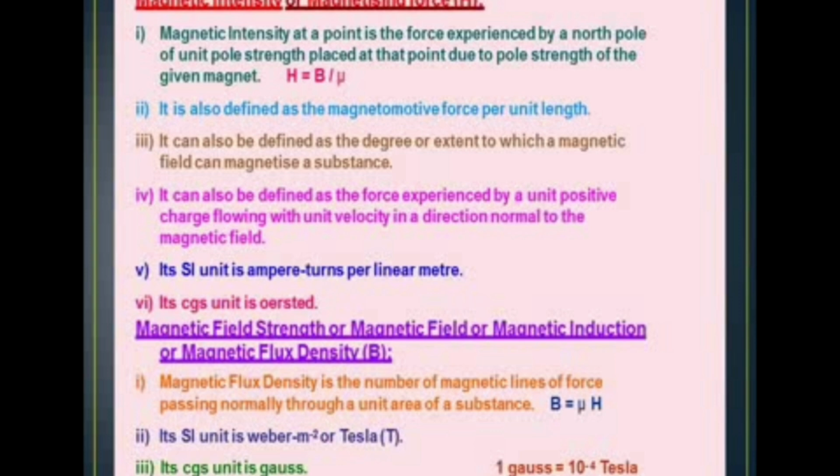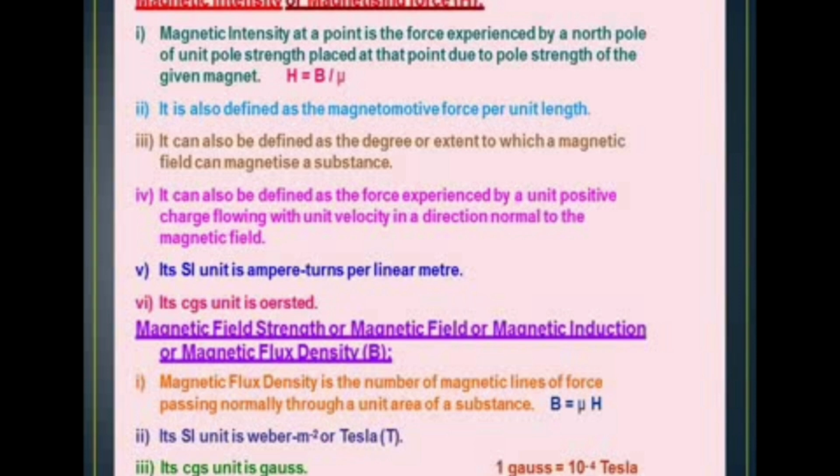Intensity means calculating how far the magnetic field and strength extend. There is a force experienced by the north pole of unit pole strength placed at that point due to the pole strength of the given magnet. That is, H equals B by mu. It is also defined as the magnetomotive force per unit length. It can also be defined as the degree or extent to which the magnetic field can magnetize the substance.